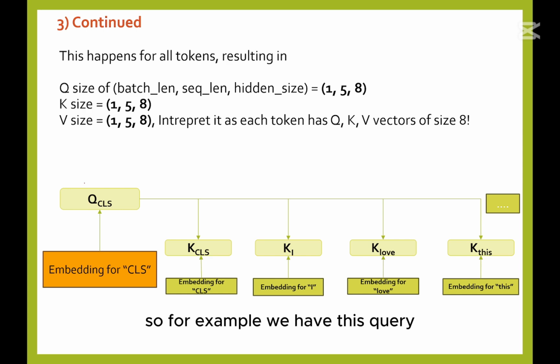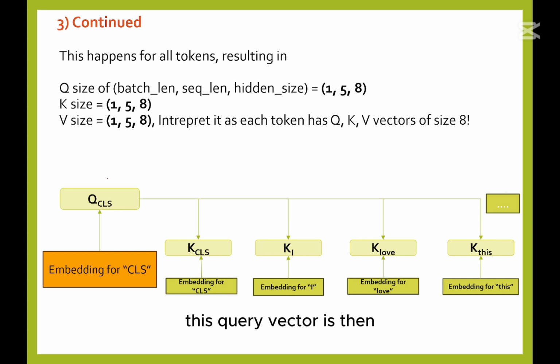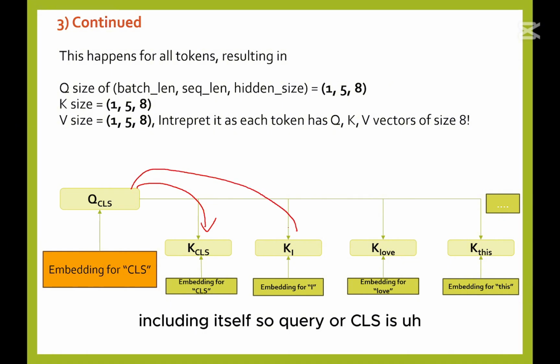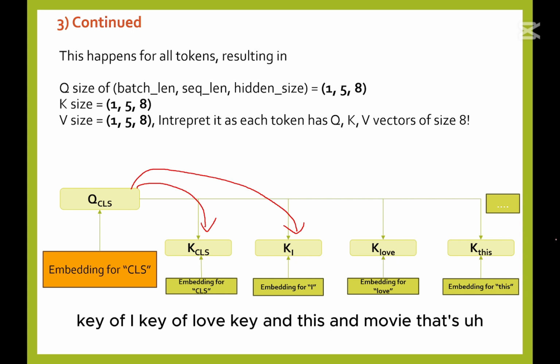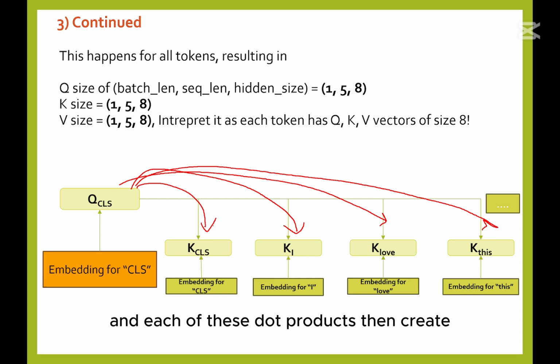For example, we have this query vector that resulted from X multiplied with the weight matrix of Q to get a vector of size 8. This query vector is then dot-producted with every other key vector in the sentence, including itself. So the query of CLS is dot-producted with the key of CLS, key of I, key of love, key of this, and key of movie. So there are 5 of these dot products, and each of these dot products creates a scalar value. It's just a simple dot product.